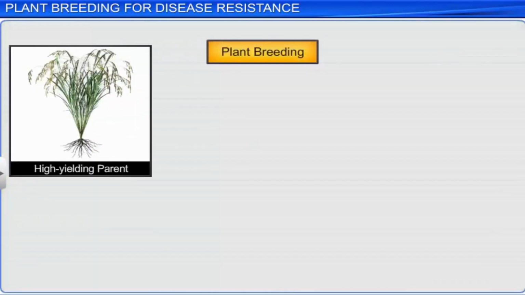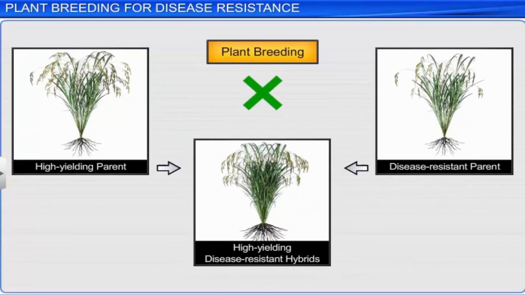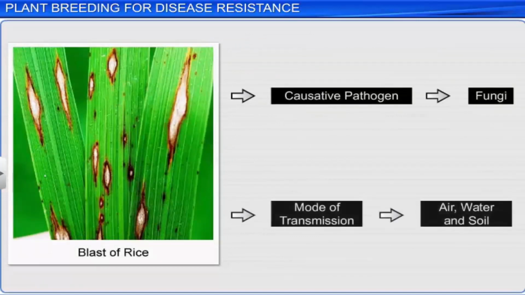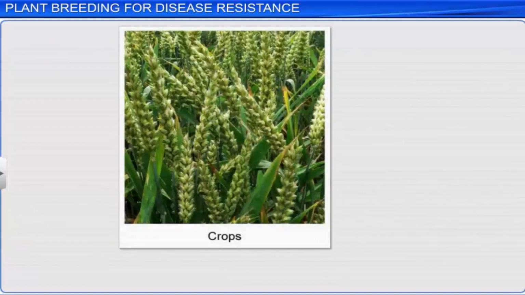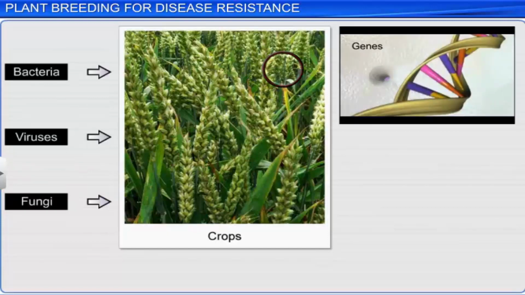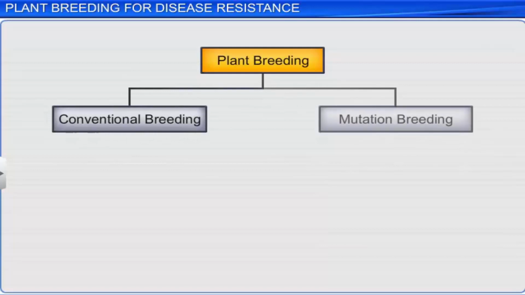In such cases, plant breeding can be used to develop crops possessing resistance to a particular pathogen, provided the causative pathogen and its mode of transmission is known. Resistance can be defined as the crop's ability to prevent a pathogen from attacking it, and is determined by the genetic makeup of a particular crop. The genetic makeup of crops can be altered using plant breeding techniques like conventional breeding and mutation breeding.